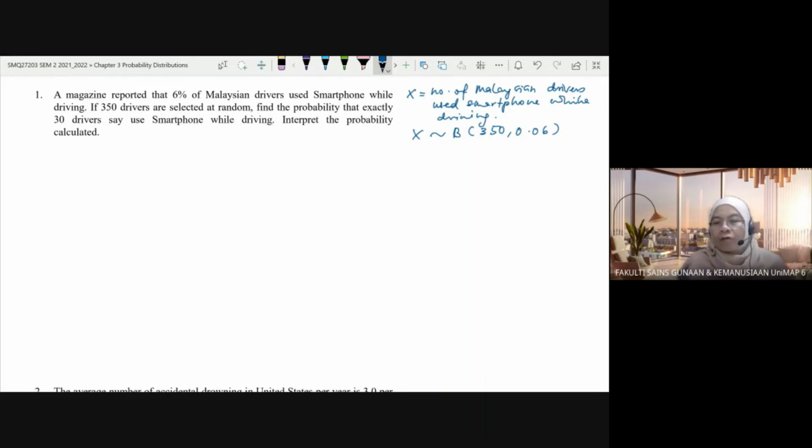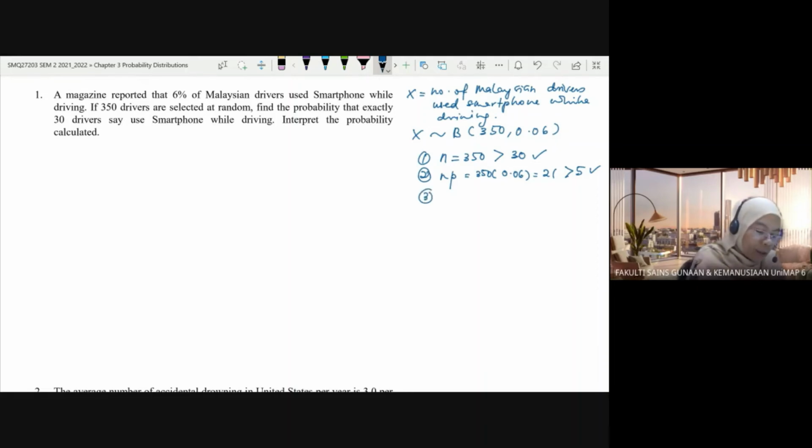And looking at the number of trials, it is very big. Okay, we know that in order to do the approximation, three criteria need to be checked. The first criterion: n in this case is equal to 350, which is greater than 30. So the first condition is fulfilled. The second condition would be the number of trials multiplied with the probability of success. That would be 350 multiplied with 0.06. In this case, you will get 21, and this value is greater than 5. Then the second criterion is fulfilled.